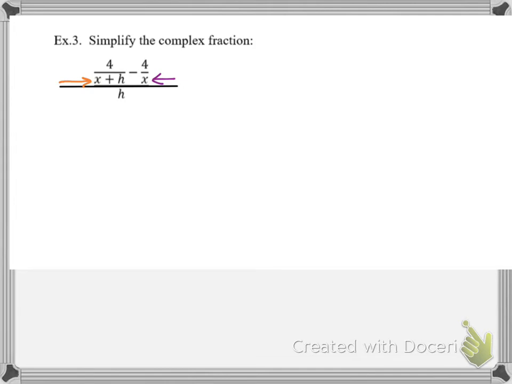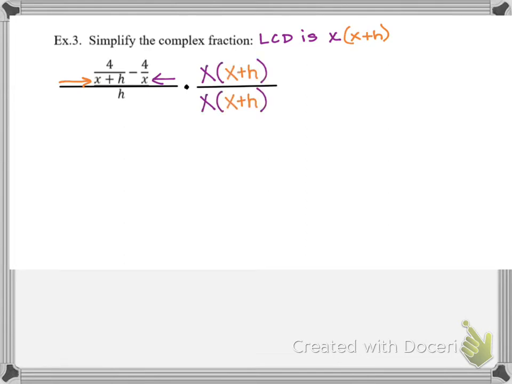And since in the denominator of the overall complex fraction, all we have is h, we don't have a fraction, we only need to consider the two denominators from the expressions in the numerator for our LCD. So our LCD is formed by making the product of the denominator x times the denominator x plus h. So that is my LCD. I'm going to multiply the numerator and denominator of my complex fraction by the LCD, which is x times x plus h.